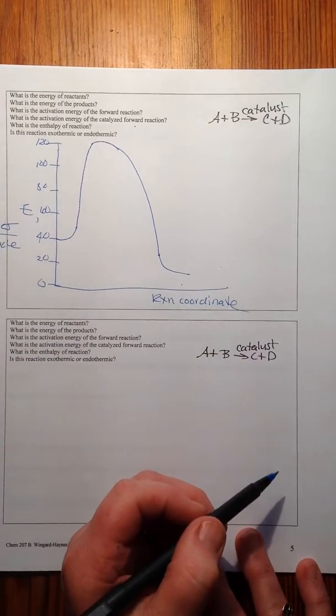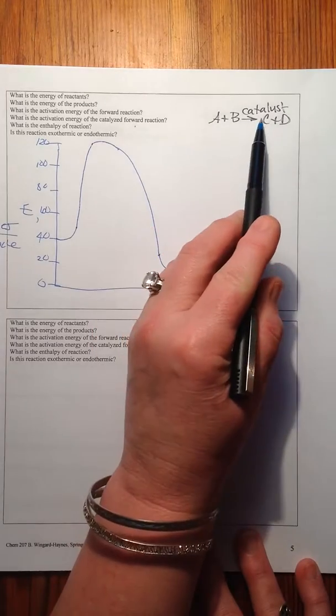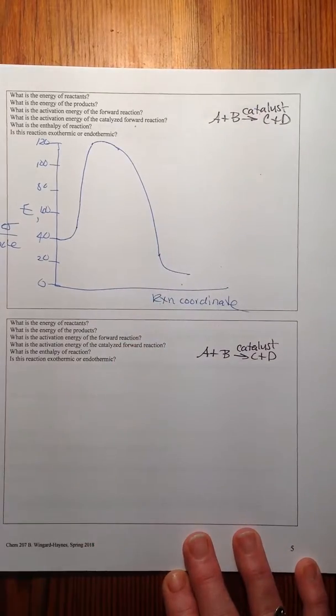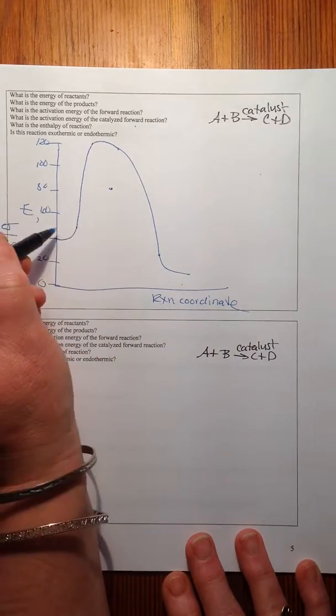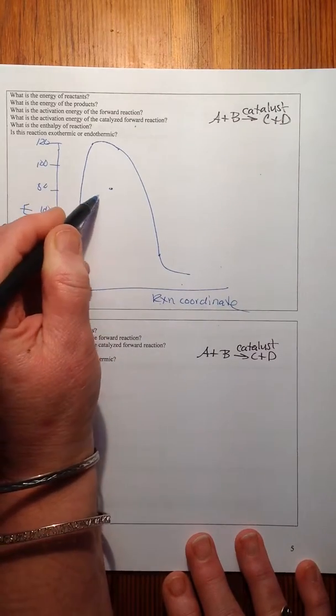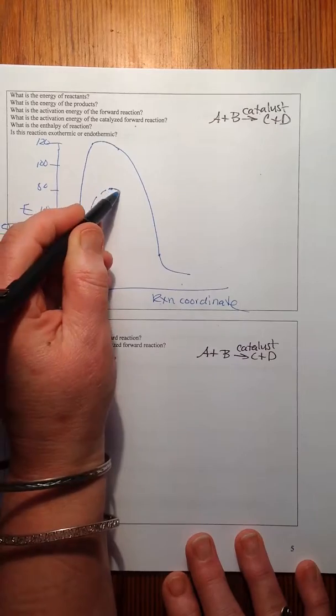Now let's put a catalyst in there. The catalyst will work by lowering the activation energy, and let's say for kicks and giggles it's going to lower it to 80 on our graph.